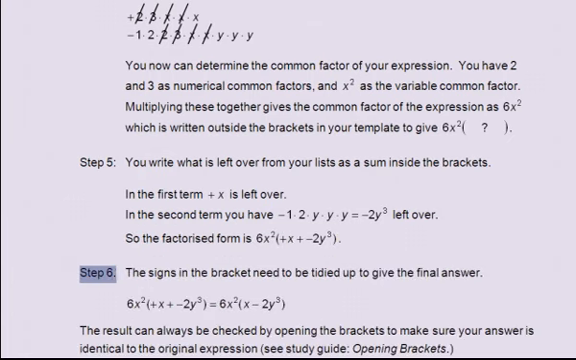Step 6. The signs in the brackets need to be tidied up to give the final answer. 6x squared times plus x plus minus 2y cubed equals 6x squared multiplied by x minus 2y cubed. The result can always be checked by opening the brackets to make sure your answer is identical to the original expression. See study guide, opening brackets.